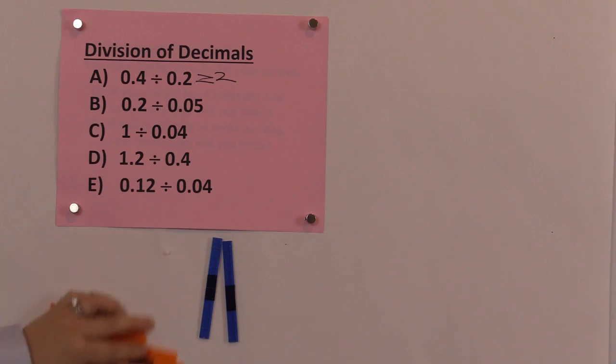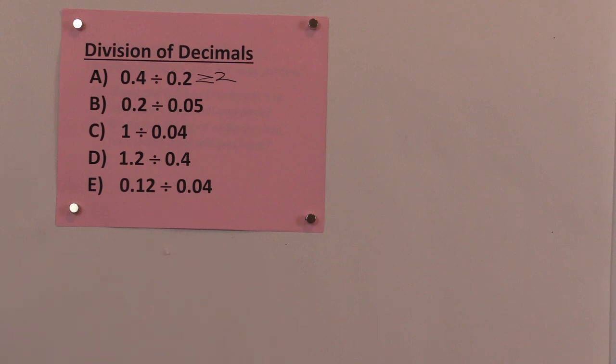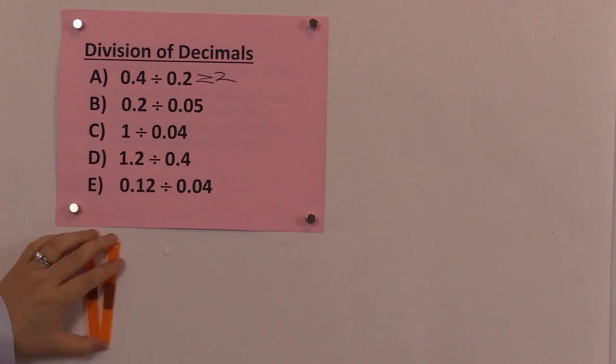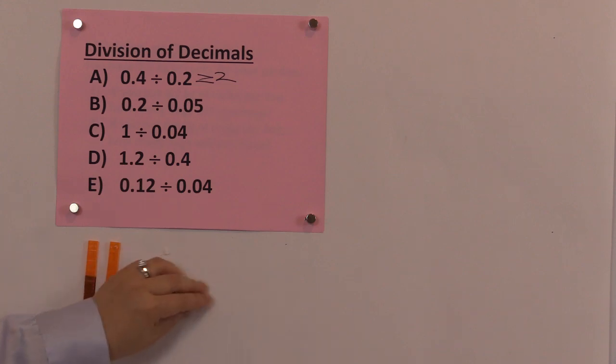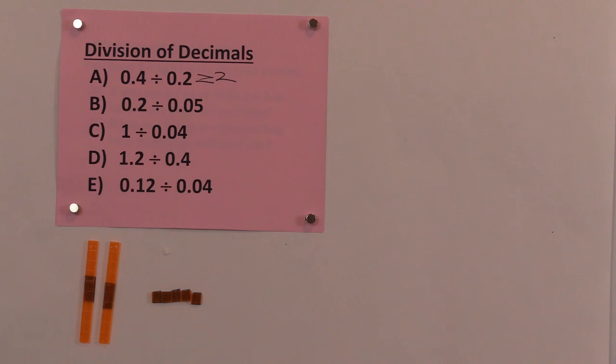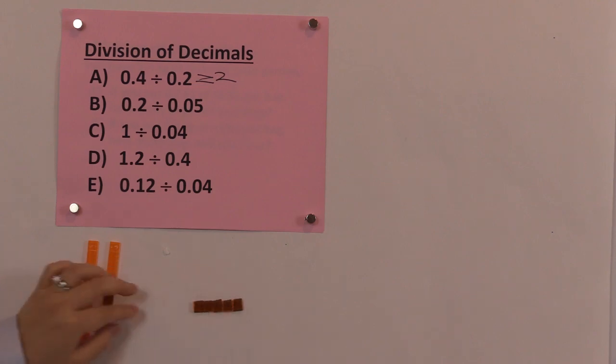What about B? B is 2 tenths. So which one is 2 tenths? Is this 2 tenths? No, this is 2 hundredths. So this is 2 tenths, divided by 5 hundredths. So which one is 5 hundredths? So this is 5 hundredths. Right? So I want to know how many times this fits into this.